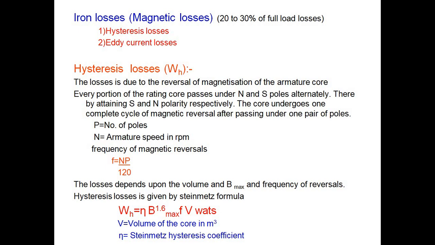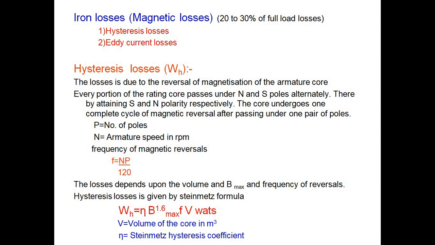Every portion of the rotating core passes under north and south poles alternately, thereby attaining S and N polarity respectively. The core undergoes one complete cycle of magnetic reversal after passing under one pair of poles. P is equal to the number of poles, N is equal to armature speed in RPM. The frequency of magnetic reversal, F, is equal to NP divided by 120.